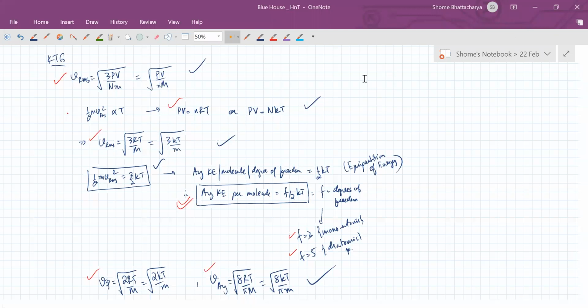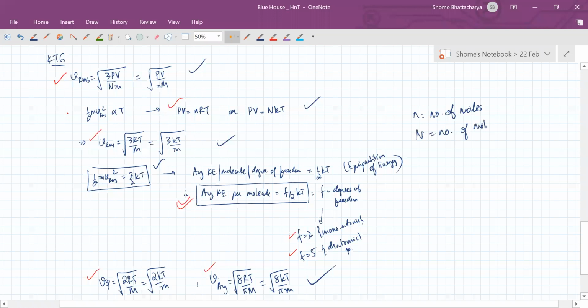Yeah, small n is number of moles. Okay. Small n is number of moles, and capital N is number of molecules. Okay, so small n is number of molecules divided by Avogadro's number, and similarly small m is molecular mass.